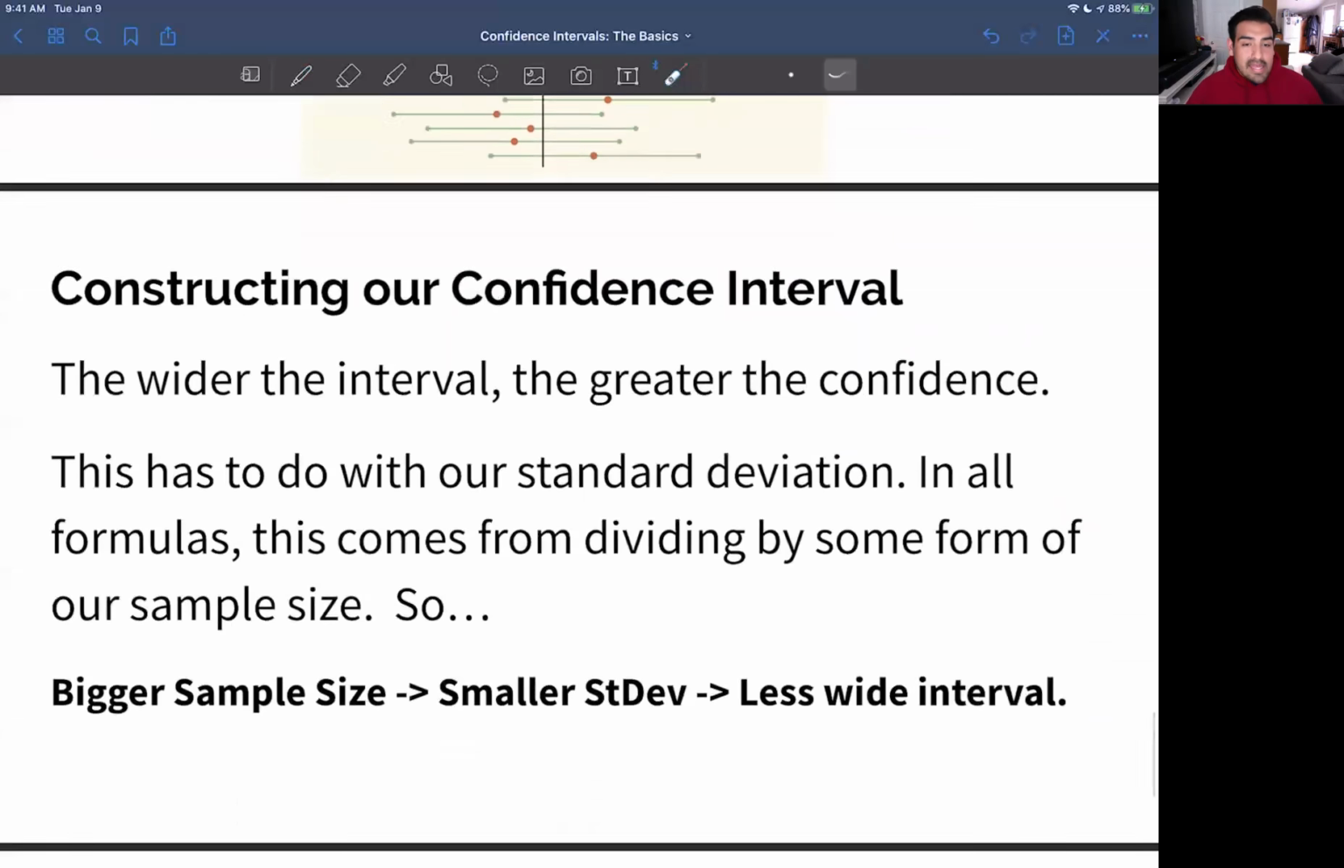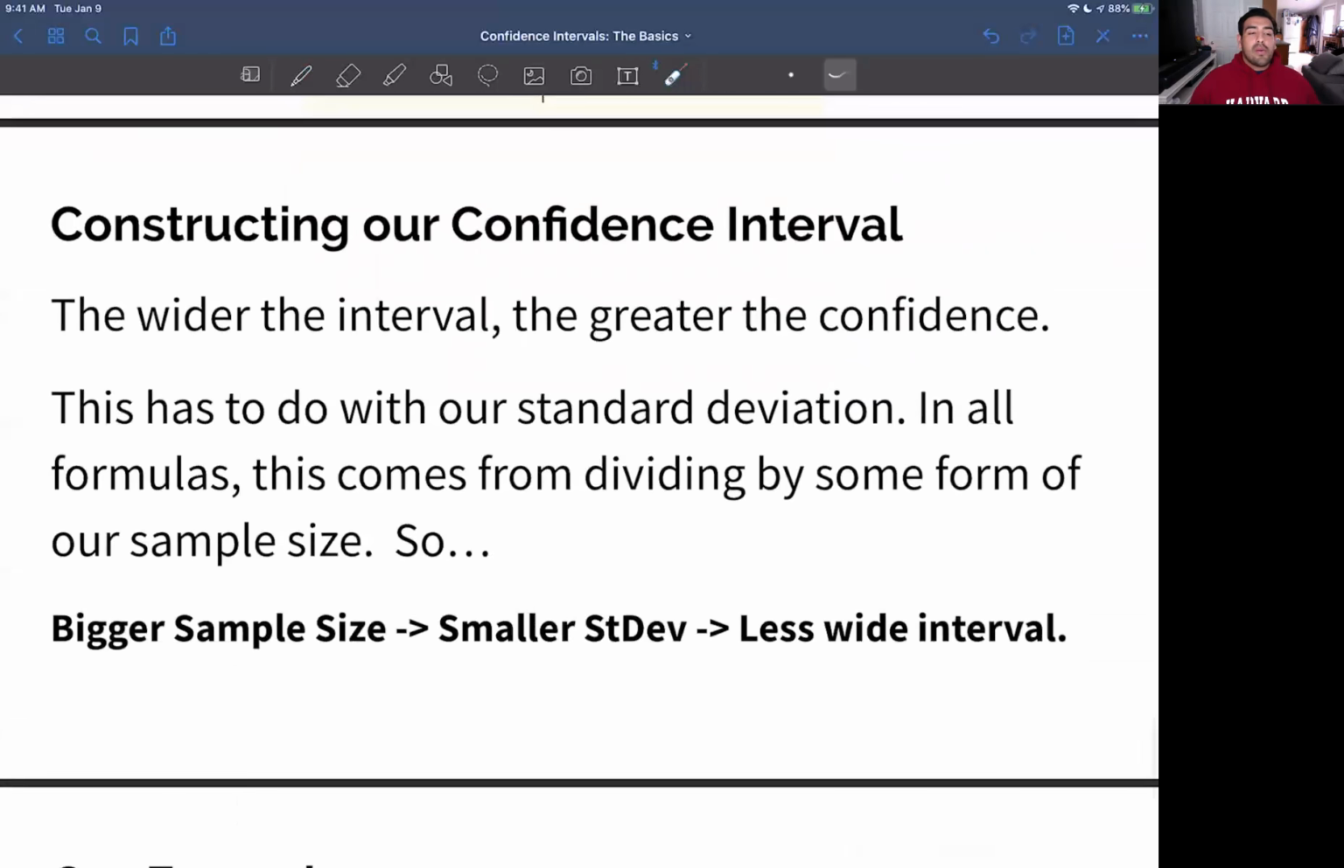So how do we make them? Well, the wider the interval we have, the greater confidence, right? Think of this really long confidence interval. Well, you're probably going to capture the true population parameter. But just because we've got a very wide confidence interval doesn't necessarily help us. We do want a smaller interval, but we still want to maintain our high percentage of confidence levels.